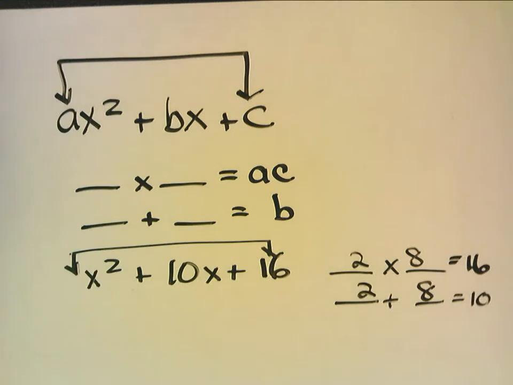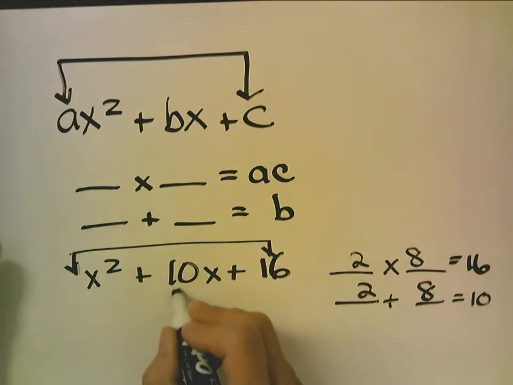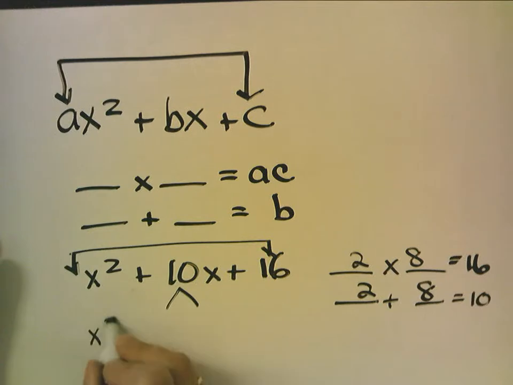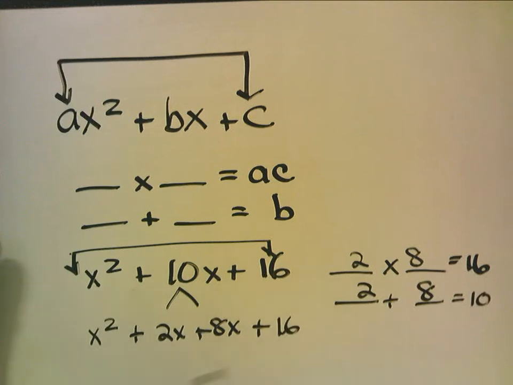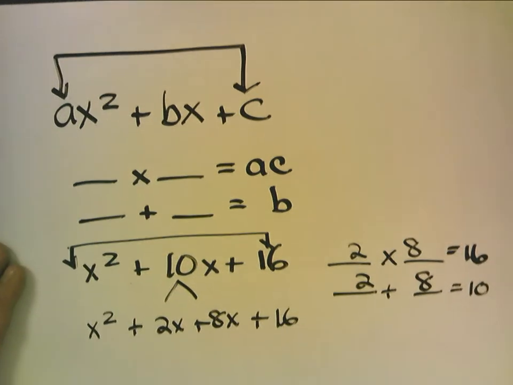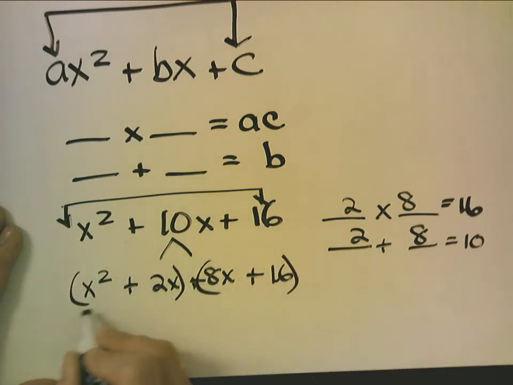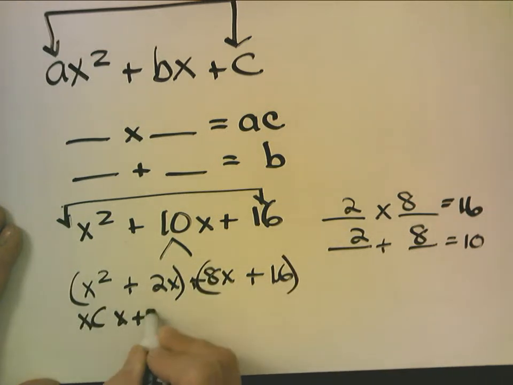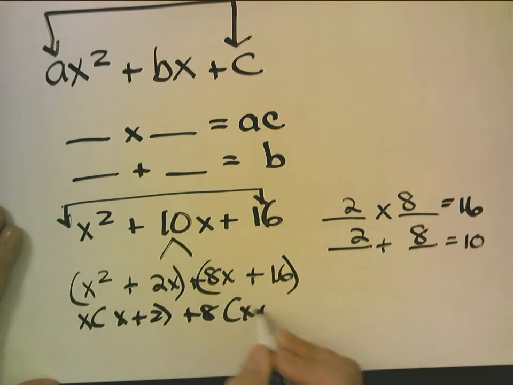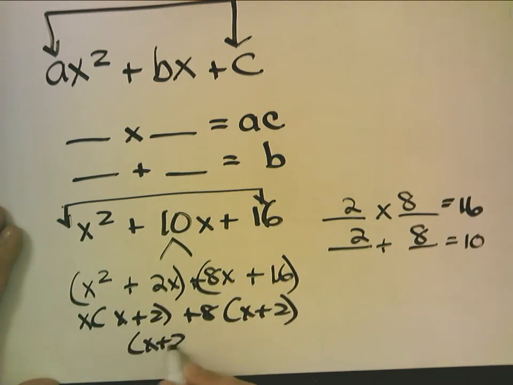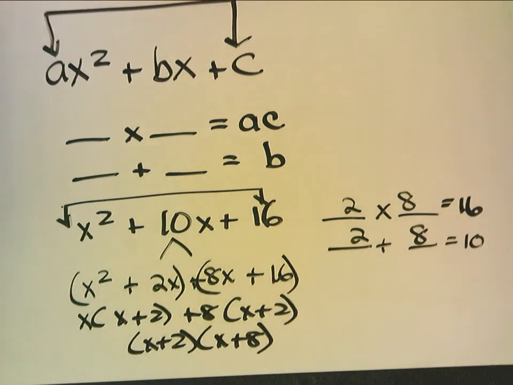So you go through your numbers and you come up with 2 and 8. So now that means, instead of writing 10x, I'm going to write 2x plus 8x, because 2x plus 8x equals 10x. Now, I am going to factor this by factoring by grouping. So I group these 2 and I group these 2. So I get x plus 2, plus 8, x plus 2. And that becomes x plus 2 times x plus 8. And I have now factored my trinomial. And this is called the AC method.